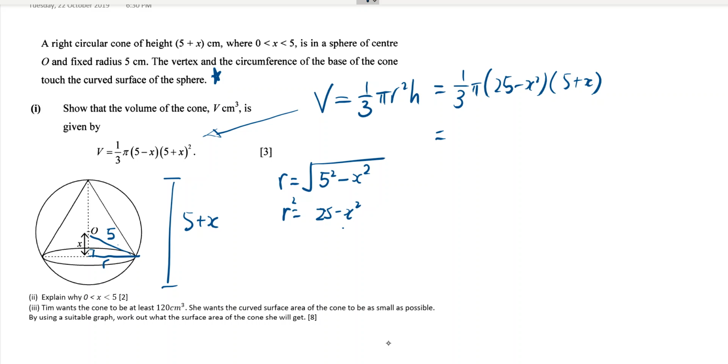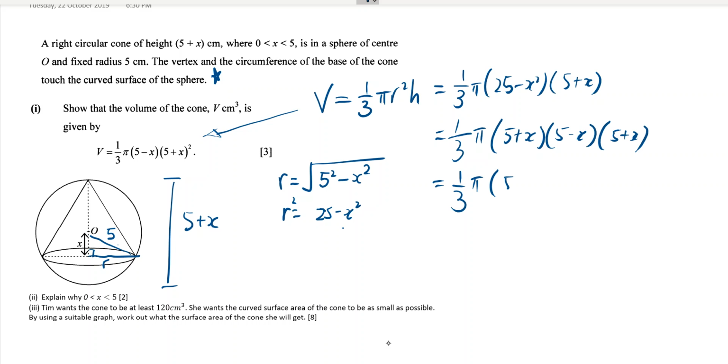Now we have to incorporate a little bit of algebraic identities here. 25 minus x squared is 5 plus x times 5 minus x, and then you have a 5 plus x behind. That's how you get 1/3 pi (5 minus x)(5 plus x) squared. Why? Because of algebraic rule number 3. Your 25 minus x squared is equal to this and this. After you have proven this, showing is actually the hardest part, because once you have shown, you can roughly formulate the equation already. If you cannot show, you cannot start anything at all.